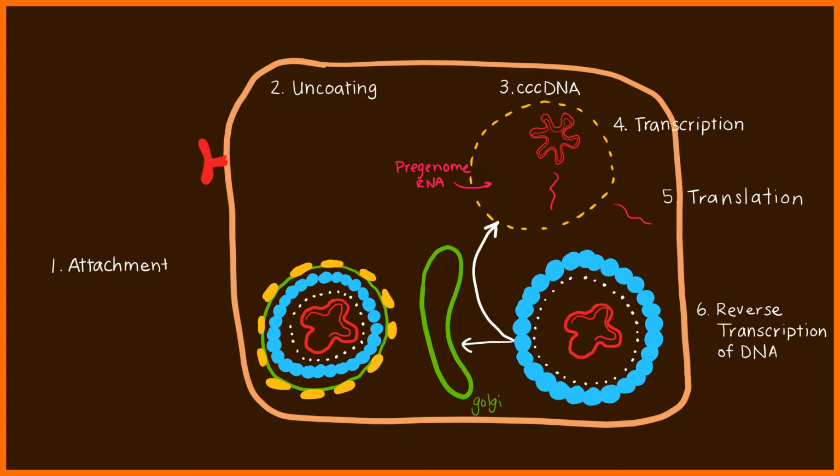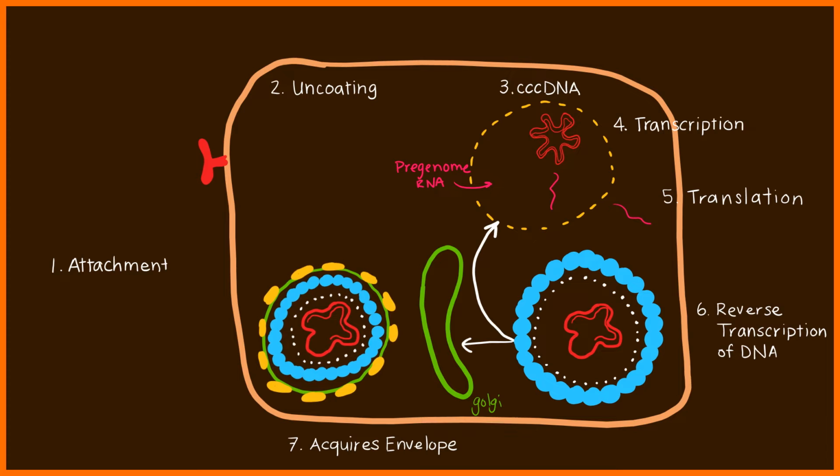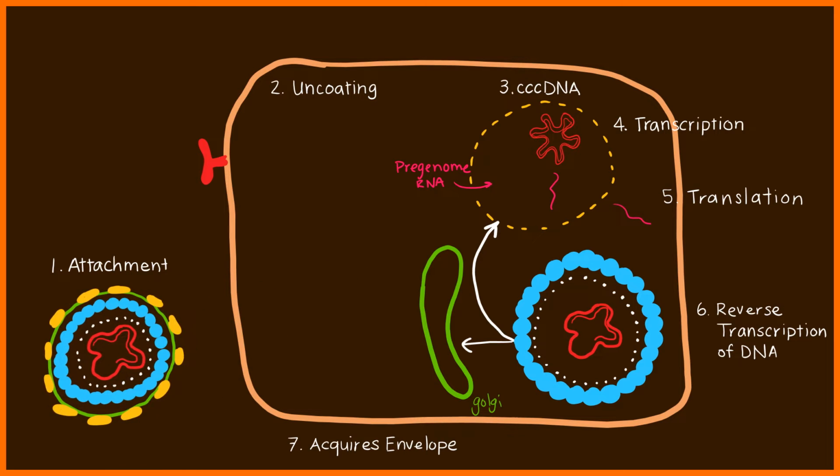The virus particles that go through the Golgi then acquire the classic envelope with the surface antigens around it. And finally, the virus leaves through a process called exocytosis.